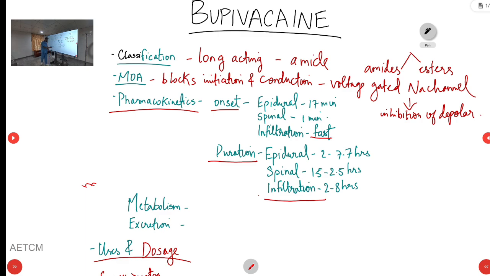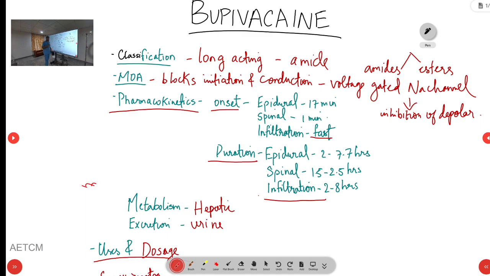Coming to metabolism, it is mainly metabolized in the liver. So there is hepatic metabolism, and it is excreted via urine. The long duration of action of bupivacaine is because of the increased plasma protein binding, so that is why the duration of action is on the longer side. The lidocaine which we use is usually an intermediate-acting local anesthetic.